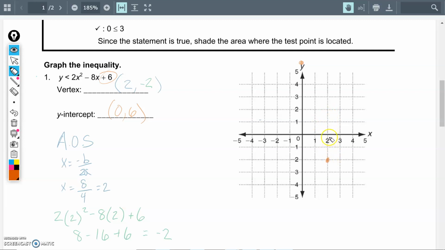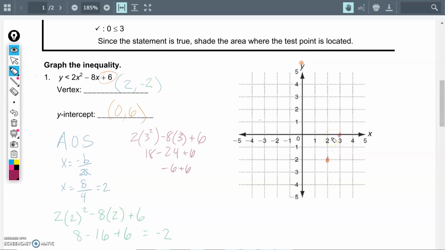And if we wanted to get another point on here to make a nicer parabola, let's see what happens when we plug in maybe 3. We plug in 3, 18 minus 24 plus 6, we get 0.